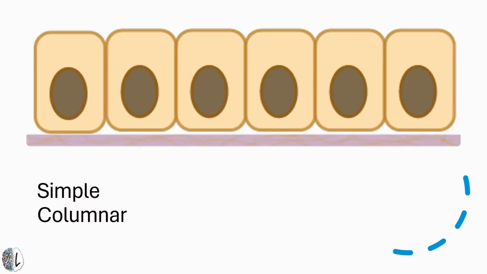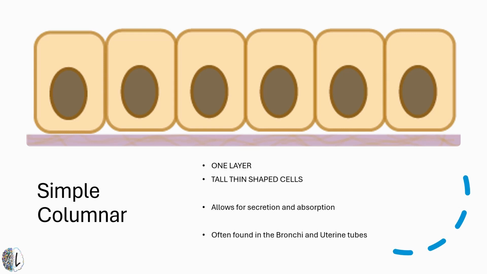All right, next we have our simple columnar cells. So again, if you remember the word simple, same thing, one layer. But now we've got a column shape. And so that column, these are nice, tall, thin types of cells as they line up. These ones also allow for secretion and absorption. And they're often found in parts of the lungs like the bronchi, parts of the uterine tubes, and other locations where you need these much taller, wider cells.